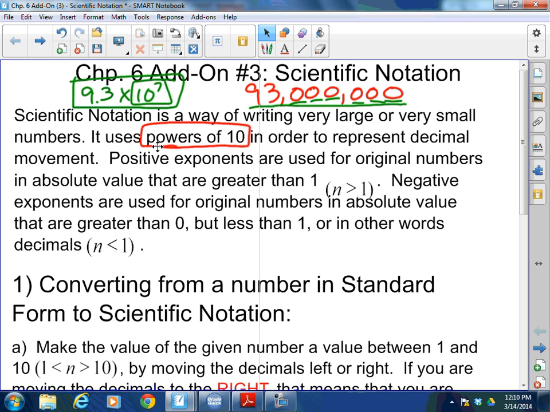I'm going to show you how all of this works, I promise. I just wanted to give you a visual real quick so you can understand what I'm talking about now. When you have a positive exponent, the exponent attached to the base of 10, those are used when the original numbers in absolute value are greater than 1.